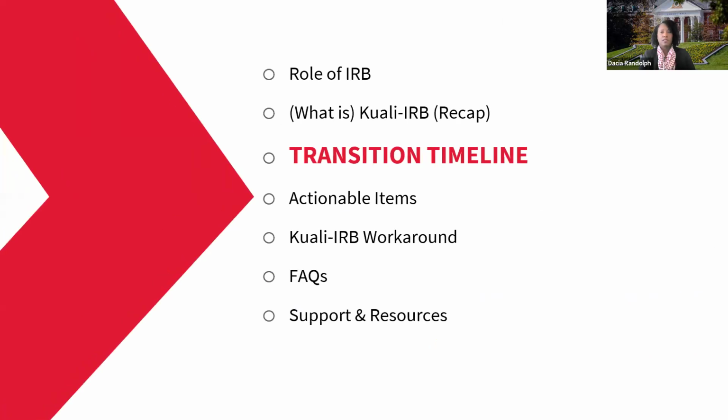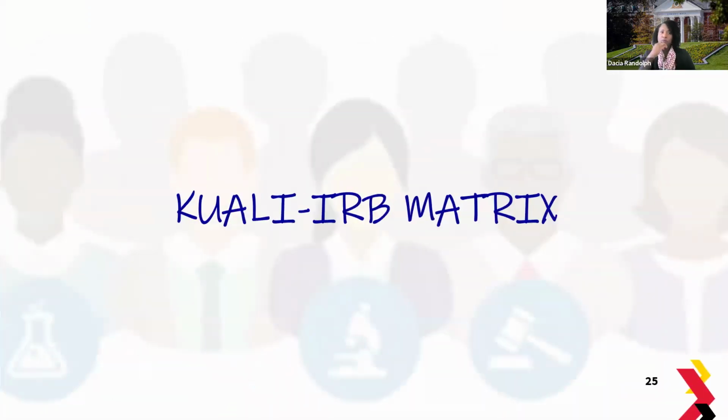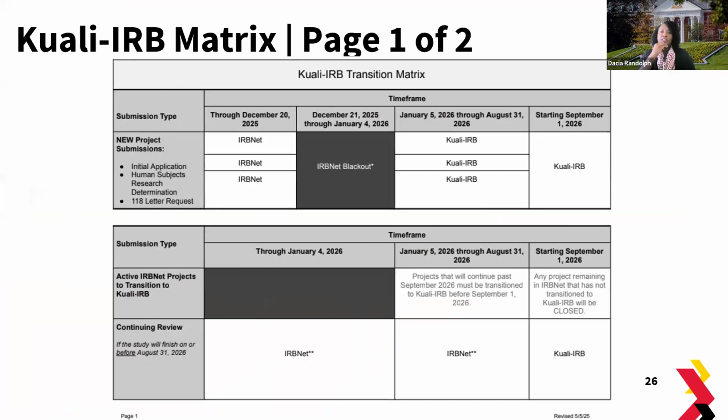All right. So now let's take a look at the anticipated transition timeline. First we have a document that the IRB office has created, and this one's called the Kuali-IRB Matrix. Just to ensure that, switching back and forth, I don't lose connection to the page, I took a screenshot of page 1 of 2, but I'll definitely provide you the link so that you can review it, or print it out if you will.